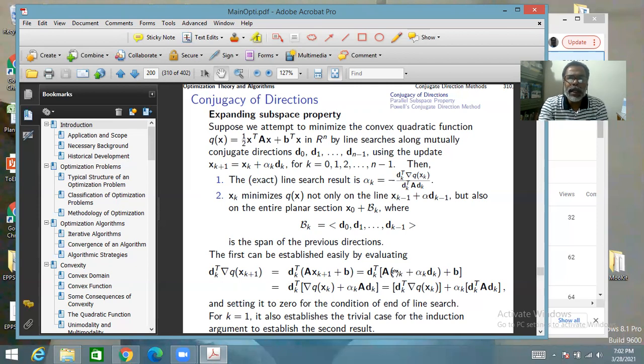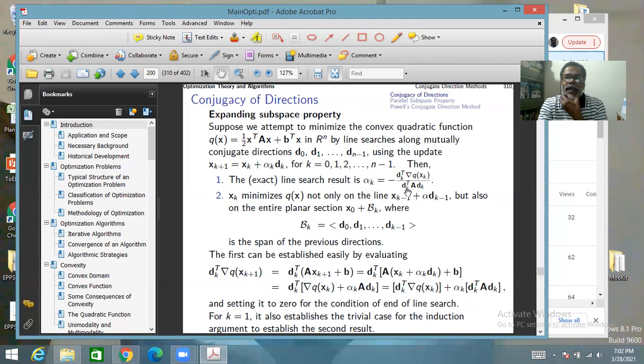And then the remaining alpha k dk is sitting here, multiplied with A. Now open this and you get dk transpose grad q at xk plus alpha k times dk transpose A dk, that is here. And from here directly you get this formula, because this has to be 0. So this sum has to be 0. So alpha k is minus this by this, that is this formula.